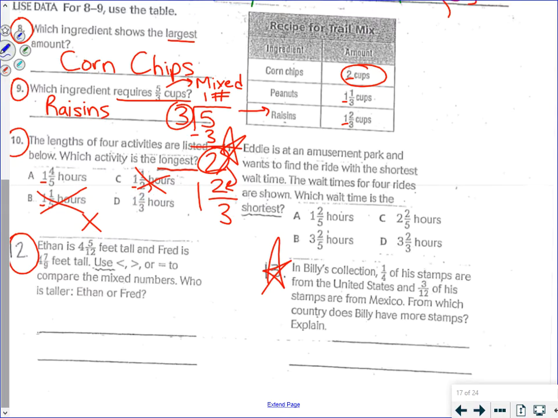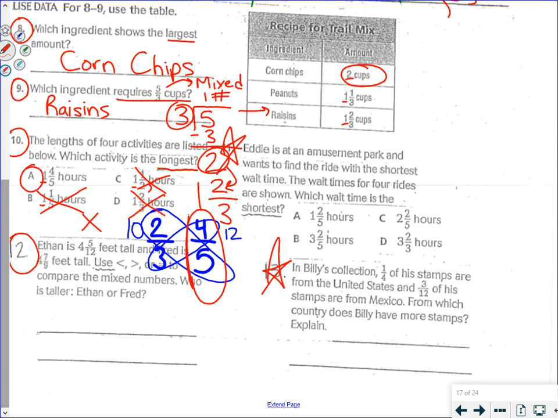Now an easy way to do it is to just go with our butterfly method. So butterfly it. 12, 10. 4/5 is bigger than 2/3. So our answer is going to be A.